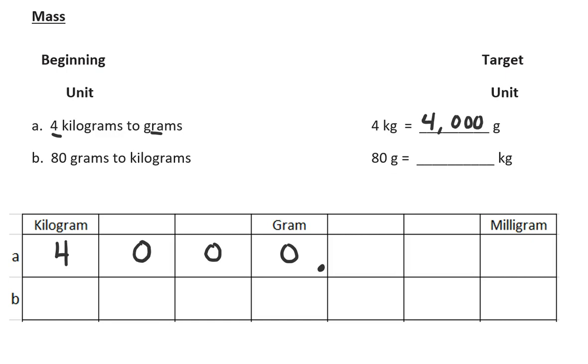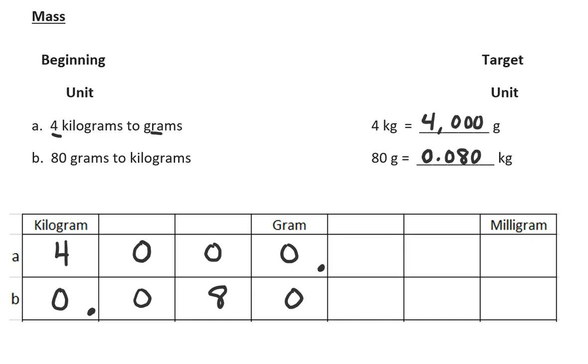And let's do one more. Here we have 80 grams that will convert to kilograms. So I'll write 80 in my place value chart. So my 0 is in my gram section. My target is kilograms, so that's where my decimal point goes. And I just fill in the rest with the zeros. That tells me that 80 grams is the same thing as 8 hundredths of a kilogram or 80 thousandths of a kilogram.